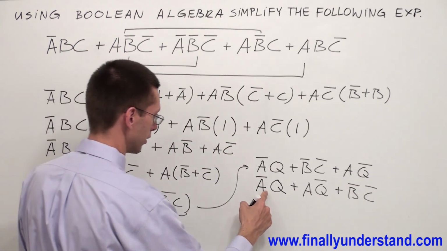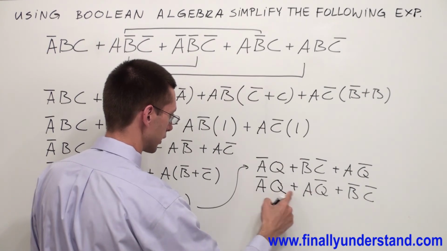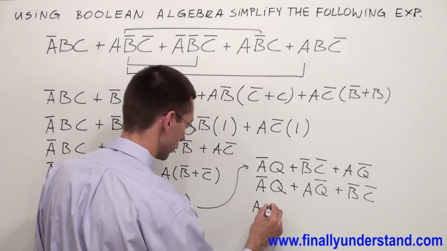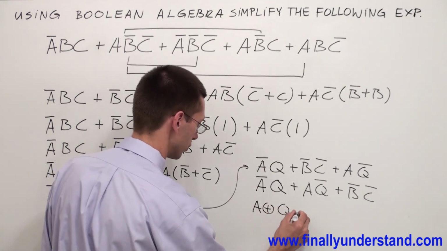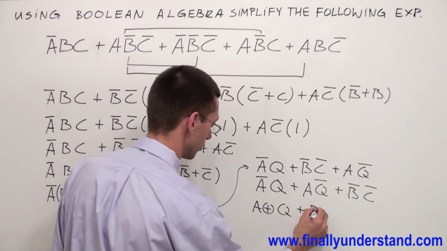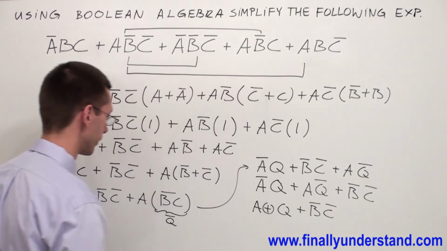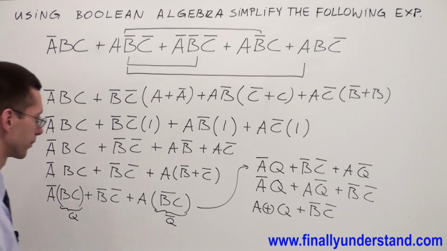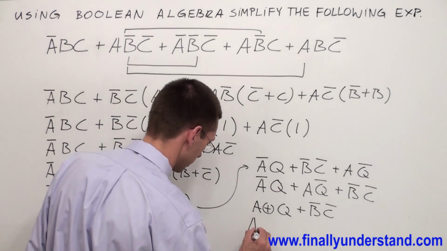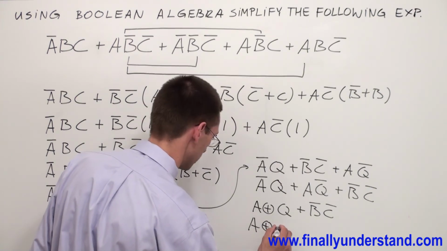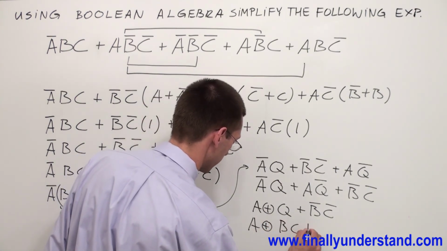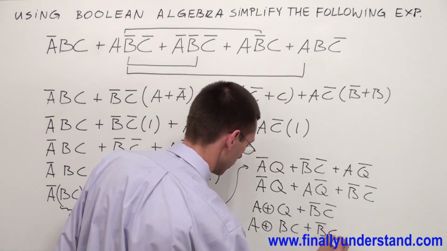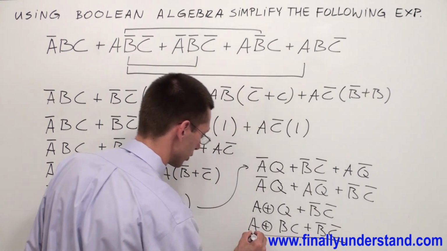Now as you can see, we got exclusive OR gate over here. So I'm going to rewrite this as A exclusive OR Q or B naught, C naught. We said that Q is equivalent to BC. That's why my answer is going to be A, exclusive OR BC or B naught, C naught. This is the solution for the problem.